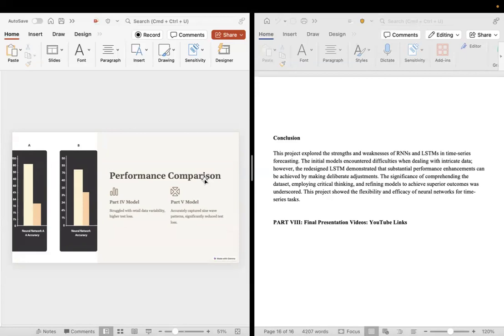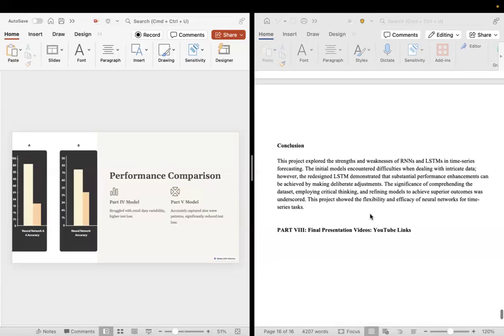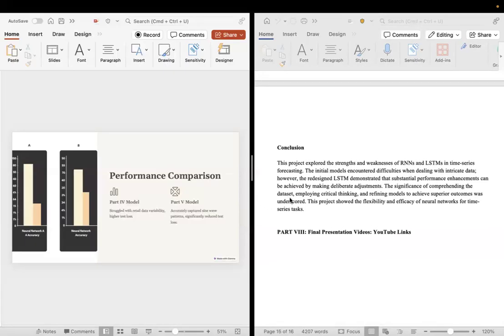In this, the significance of understanding the dataset, employing critical thinking, and refining the model to achieve superior outcomes was underscored. This project showed the flexibility and efficiency of neural networks for time series tasks.